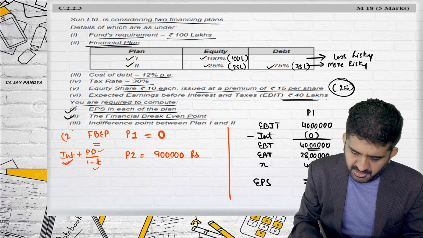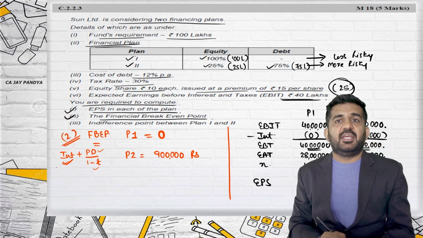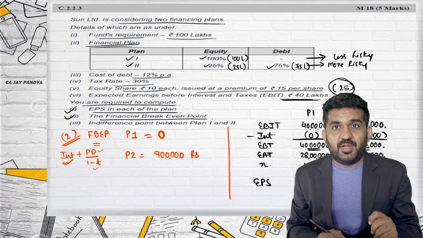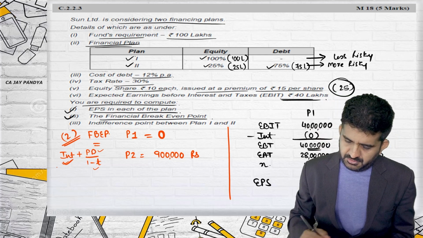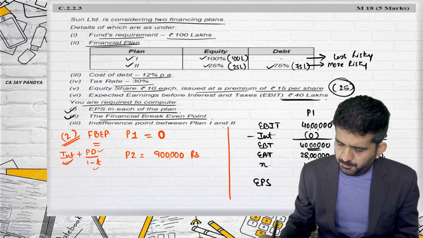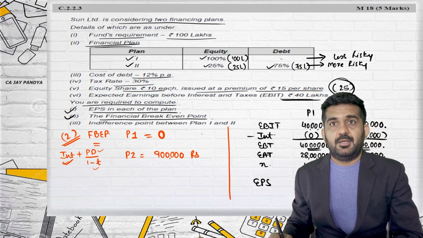This is answer number 2. Financial break-even point of plan 1 is 0. Financial break-even point of plan 2 is 9 lakhs rupees. Indifference point between plan 1 and plan 2. We will be finding out indifference point. What is indifference point? Your EPS is equal.